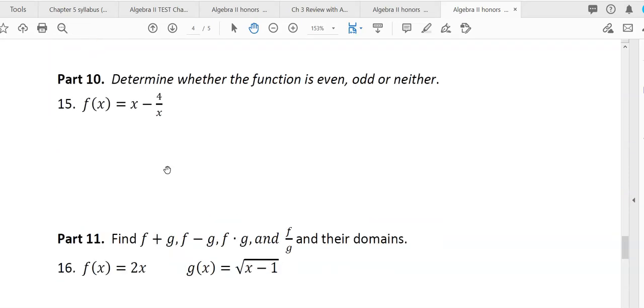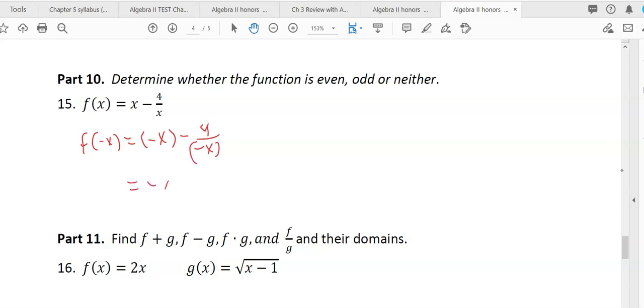Okay. Determine whether it's even, odd, or neither. So the test is plug in negative x. Let's do that. For both of them, it's the same test. Negative x minus 4 over negative x. And let's just see how that changes the term.